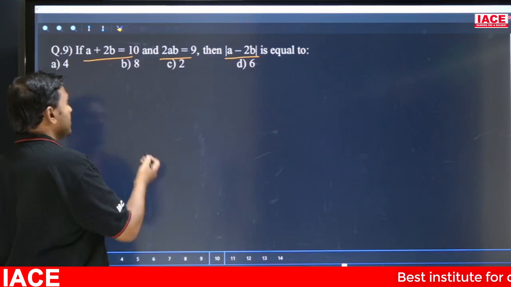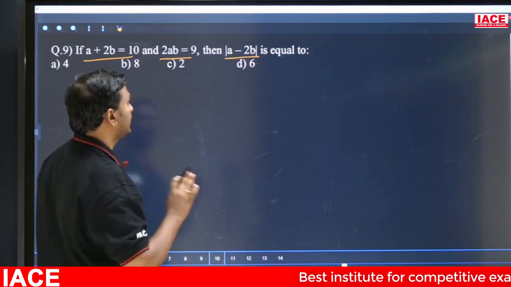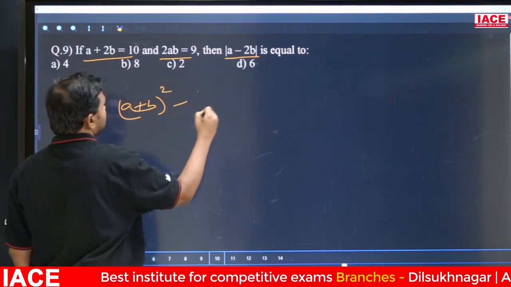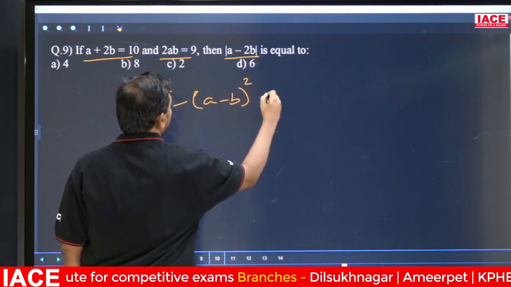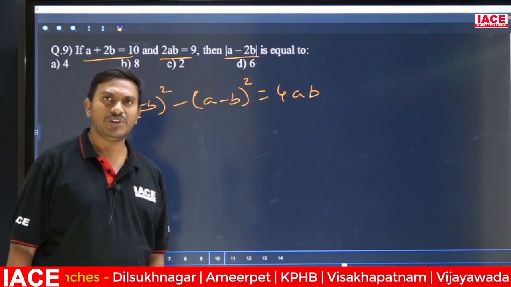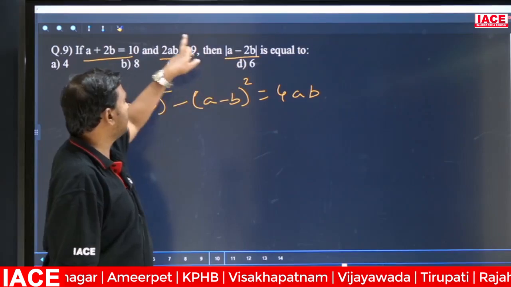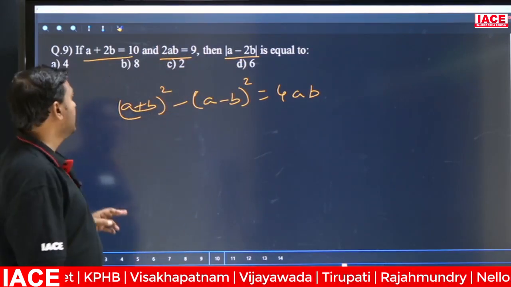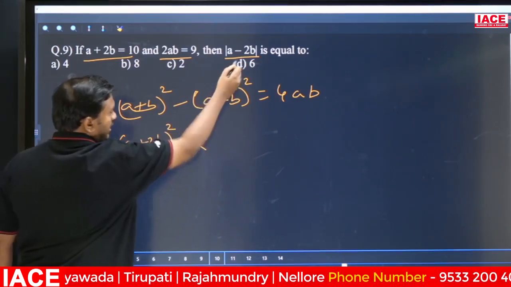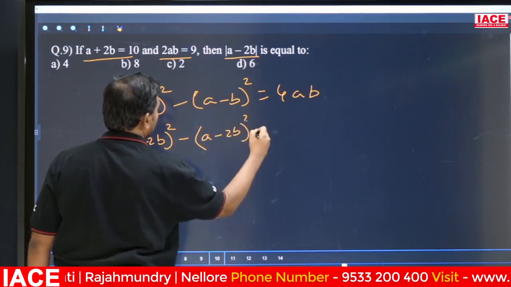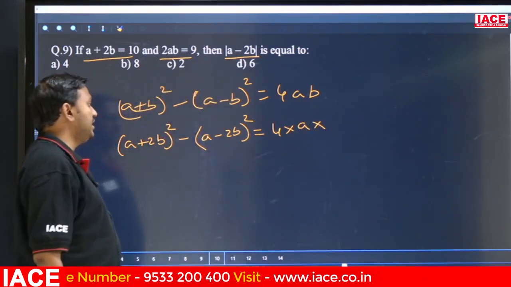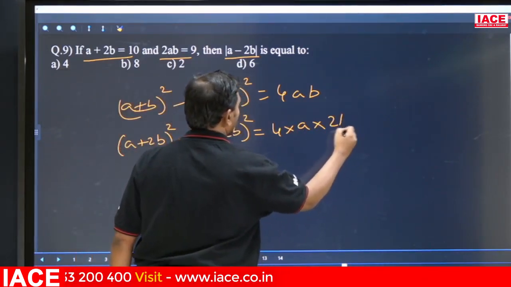So a minus 2b, positive value only we have to take. What we know is the formula: a plus b whole square minus a minus b whole square is how much? 4ab, that we know. So a plus b is there, a minus b is there, ab is there, everything is there. Simply substitute here. a plus 2b whole square minus a minus 2b whole square, that only we have to find, equal to 4ab. 4, a means a, b is 2b here.